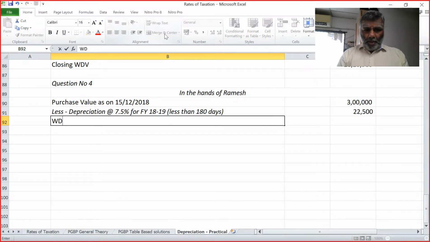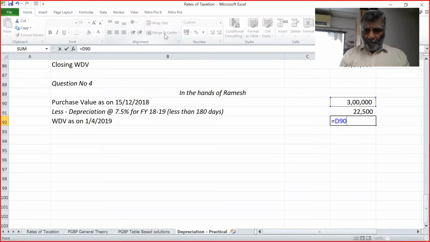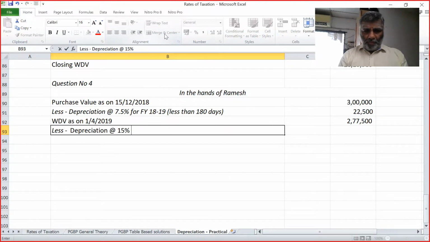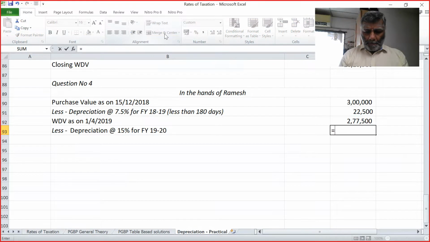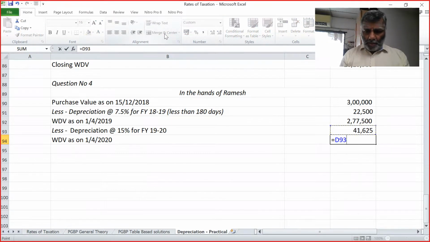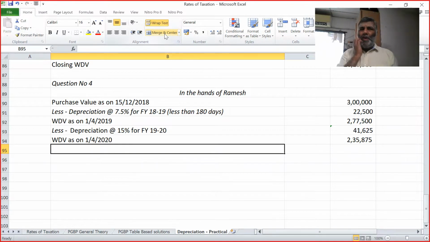WDV as on 1/4/2019, depreciation at the rate of 15% for financial year 19-20. WDV as on 1/4/2020 is 2,35,875.